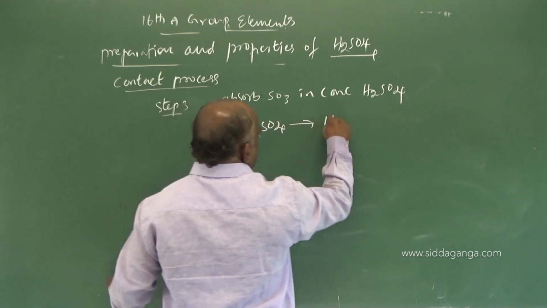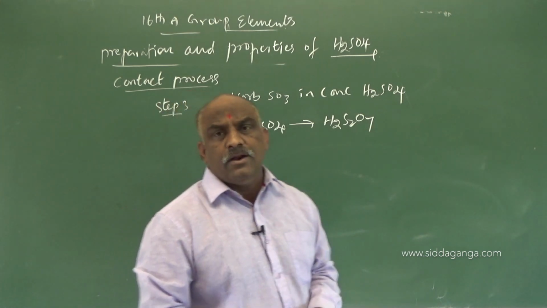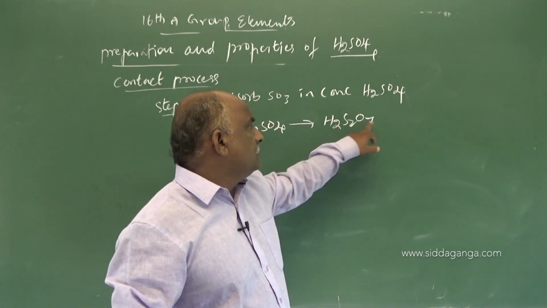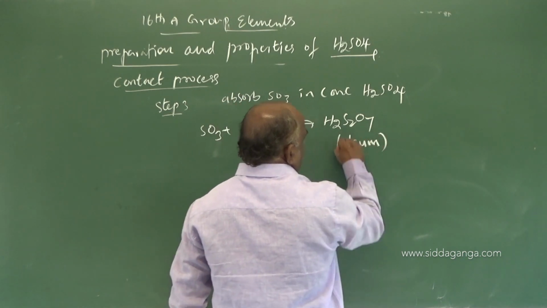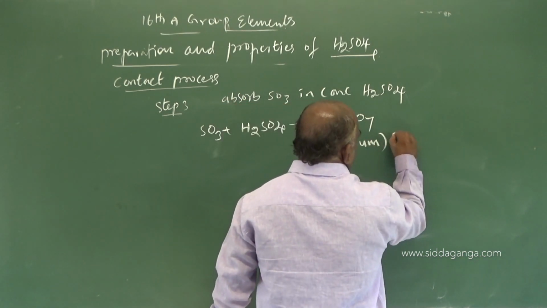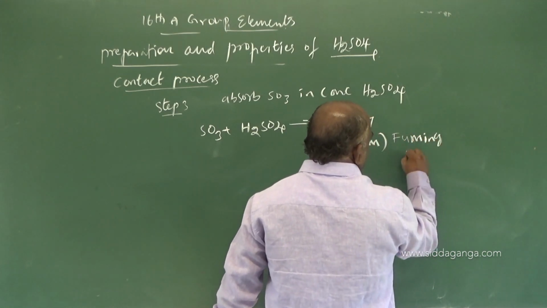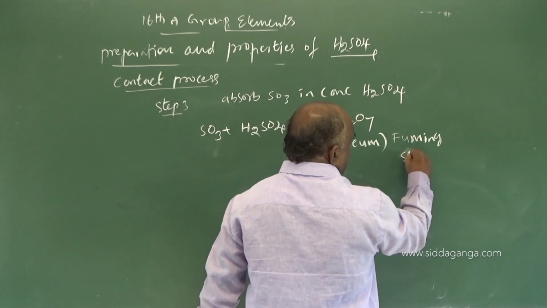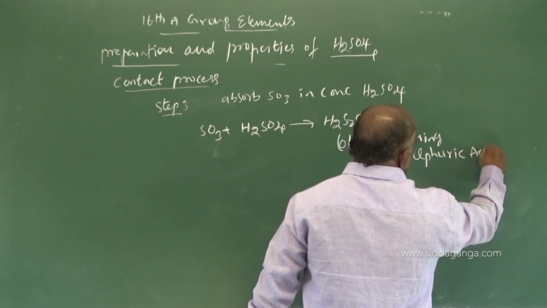We'll get the compound H2S2O7. Very important molecular formula. H2S2O7 is called oleum, or it is also called fuming sulfuric acid. Repeated question for board examination. This is fuming sulfuric acid.